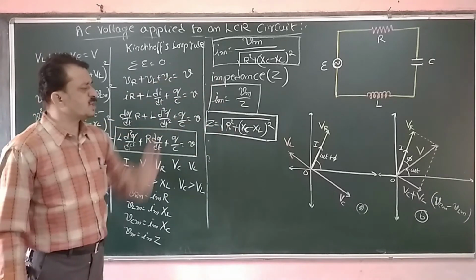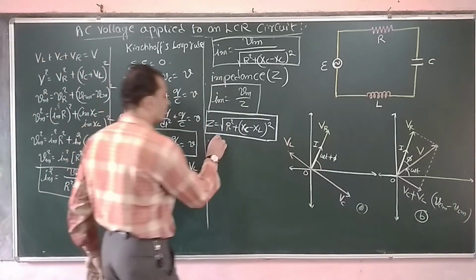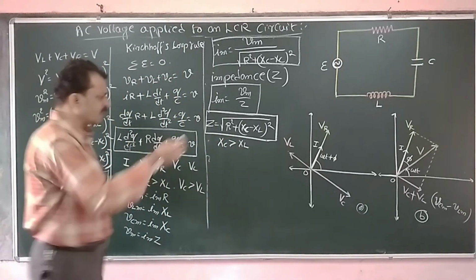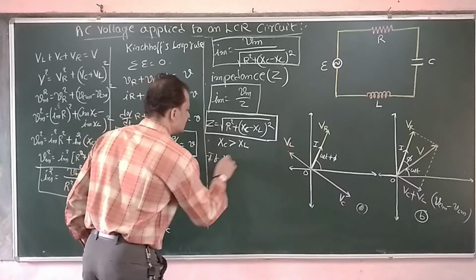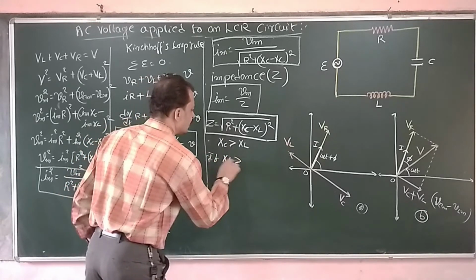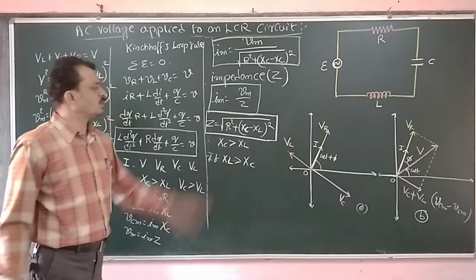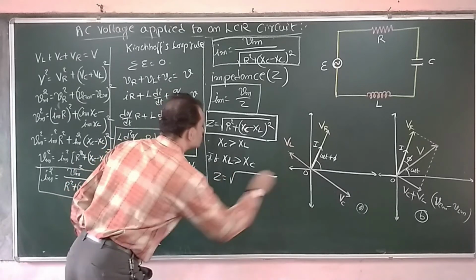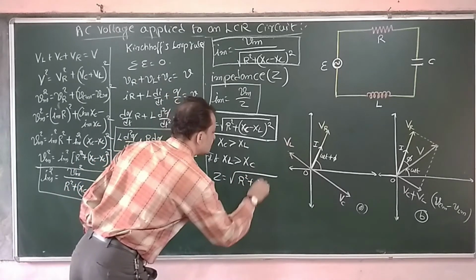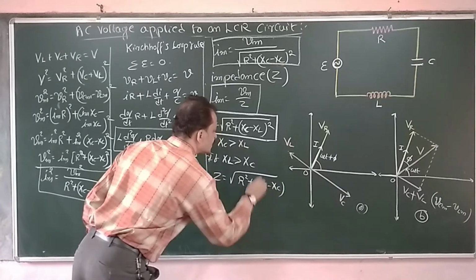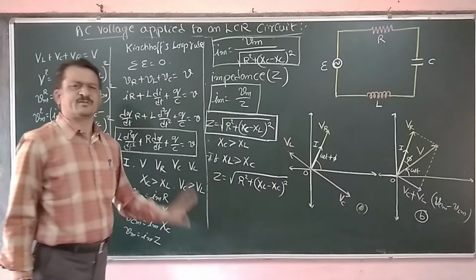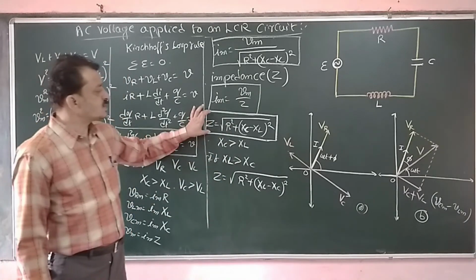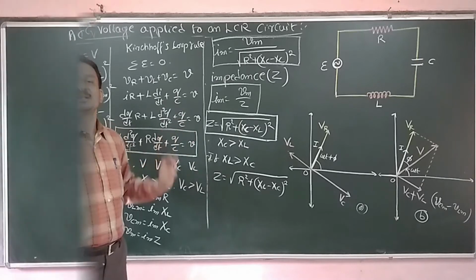Now up to this stage we have derived with Xc greater than XL. If you take the reverse one, if XL is greater than Xc, then what will be the expression? Just these two terms will be interchanged. Z is equal to square root of R square plus XL minus Xc whole square. That is the only difference. You should remember this concept, and this is called impedance.